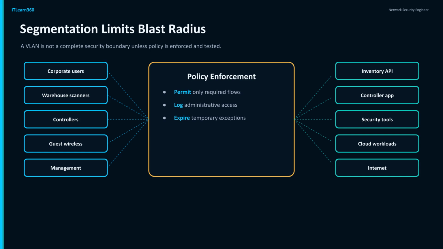At Summit Fresh, scanners may need access to an inventory API, while controllers may need a much smaller set of approved connections. Administrative access should be logged, temporary exceptions should expire, and every permitted flow should have a reason. This reduces the damage a compromised vendor account or infected device can cause. The Summit Fresh case also shows that segmentation alone is not enough if external access still arrives through a shared identity. That leads directly to the vendor VPN problem and the move toward more accountable access.